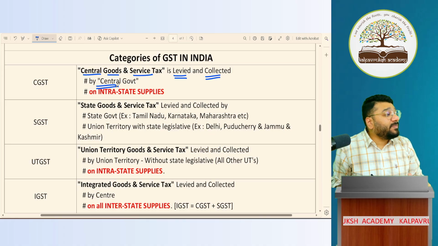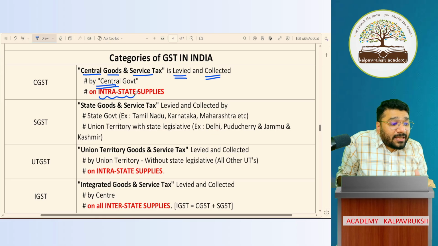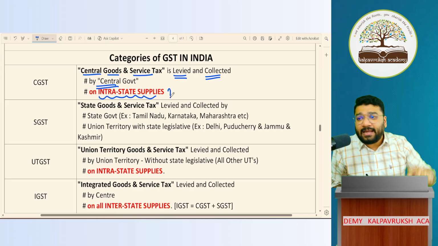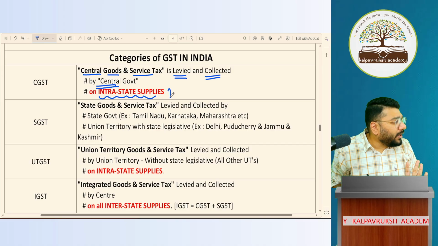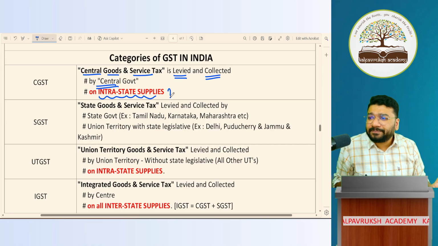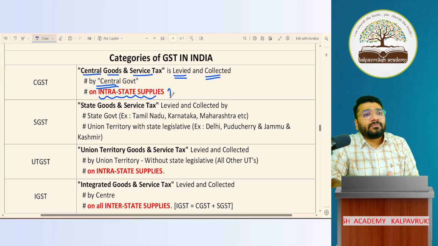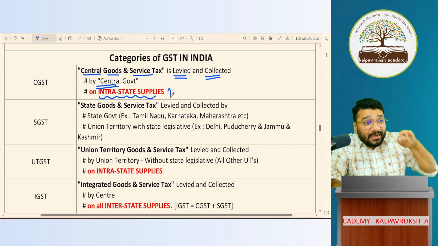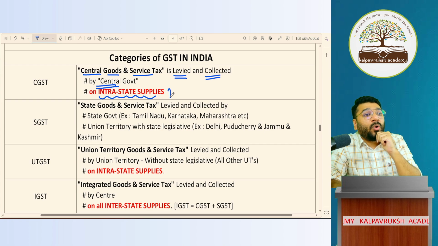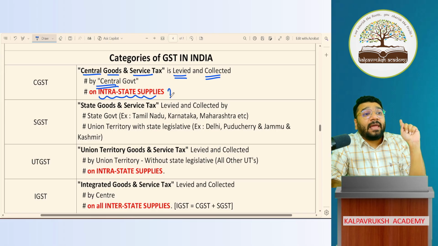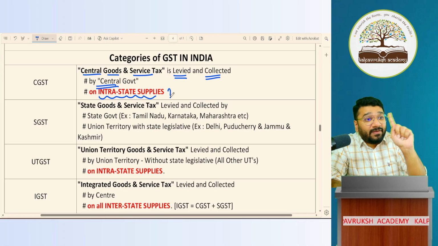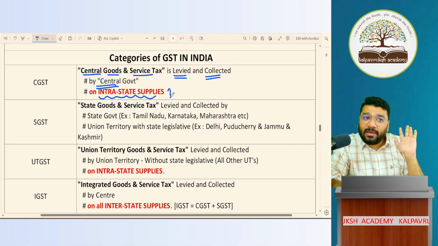On what is CGST levied? On intrastate supplies. What this means I have not explained yet, I'll explain in the next few minutes. CGST full form: Central Goods and Service Tax. Levied by the central government, collected by the central government, on intrastate supply. Okay?